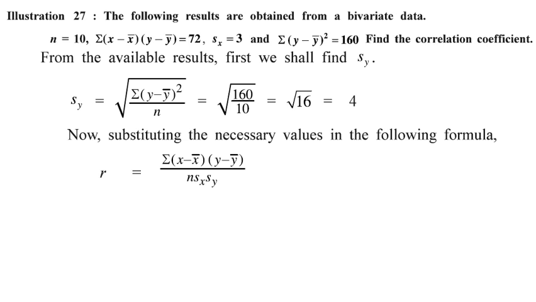You have to remember all the formulas, then only you can select the proper formula. If you try to recall each and every formula whenever you need them, you are going to lose a lot of time. You should have each and every formula perfectly memorized. Putting the values, 72 upon n is 10, sx is 3, sy we have calculated is 4. So that gives us 72 upon 120, which gives r is equal to 0.6.